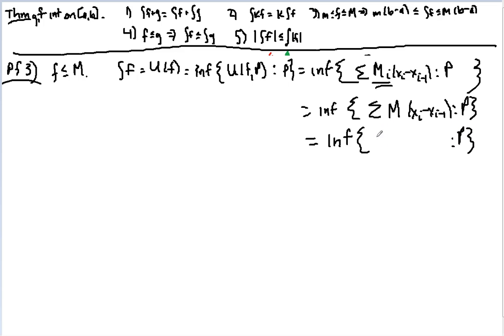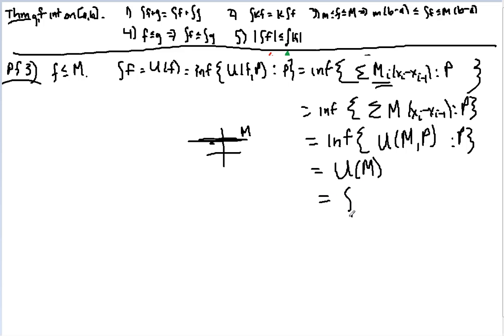I'm going to sum over p, the u of m, the constant function m. So here's the function m. That's just, right, if the value is always m, that's going to be an upper bound. So this is just u of m of p, which equals u of m, which equals the integral from a to b of m, which equals m times b minus a. And so we get this half inequality. The integral of f is less than or equal to m times b minus a. And the other half is very similar.